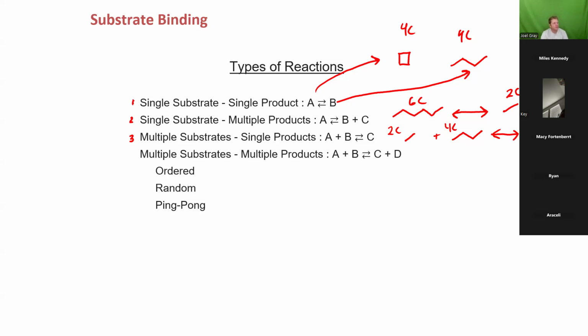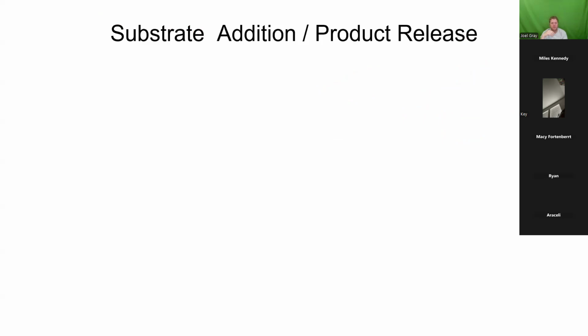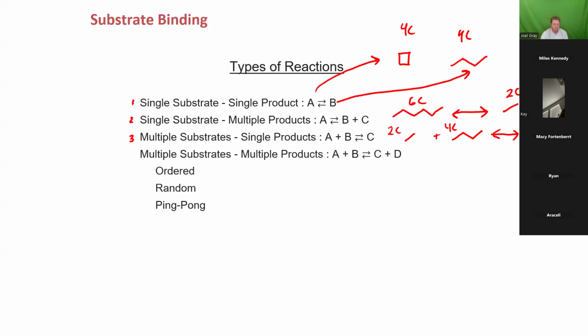Now, if we look at multiple substrates and multiple products, it's a little bit more complicated. But when we look at those different reactions, we can classify them a little bit. We can classify them as an ordered reaction, a random, or a ping pong reaction. And what we're going to look at with respect to these are the models and the mechanisms for these. So here what we have is substrate addition and product release.